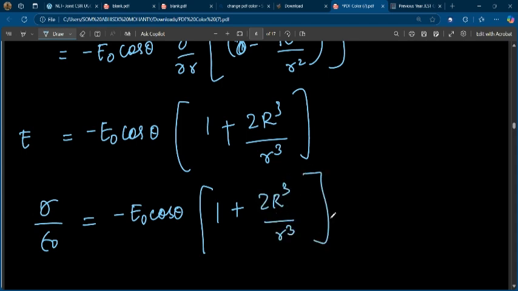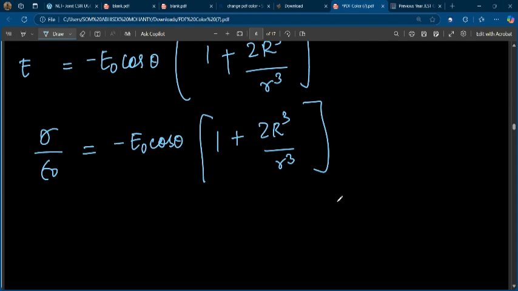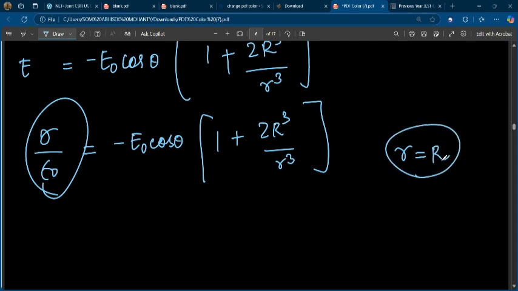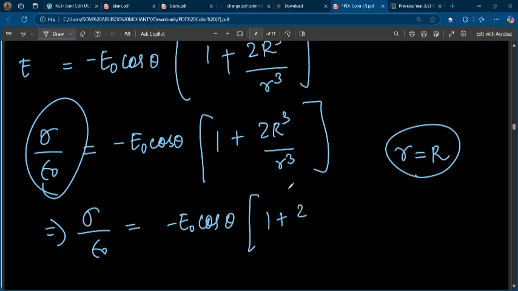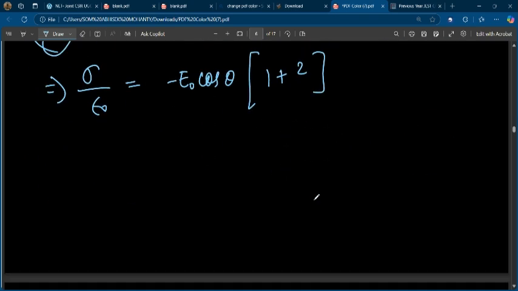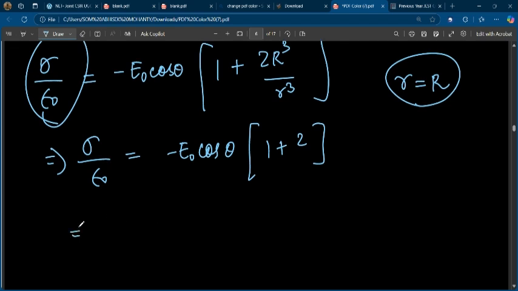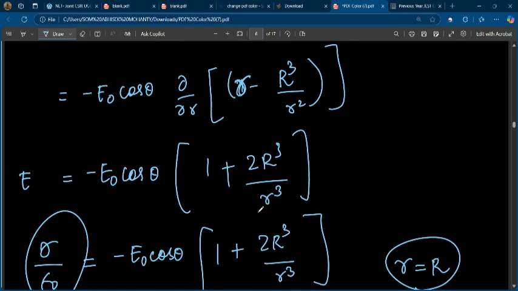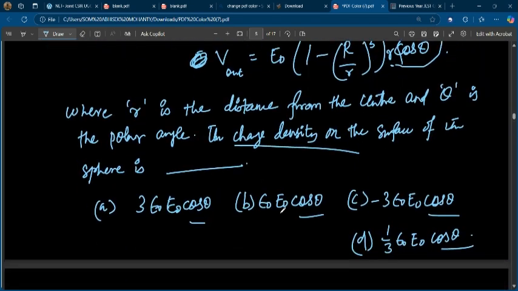Now this electric field is on the surface, so r is equal to R, the distance equals the radius. So sigma by epsilon naught is equal to minus E naught cos theta times (1 plus 2), which is 3. So sigma is equal to minus 3 epsilon naught E naught cos theta. This is the required surface charge density, which will be option C.